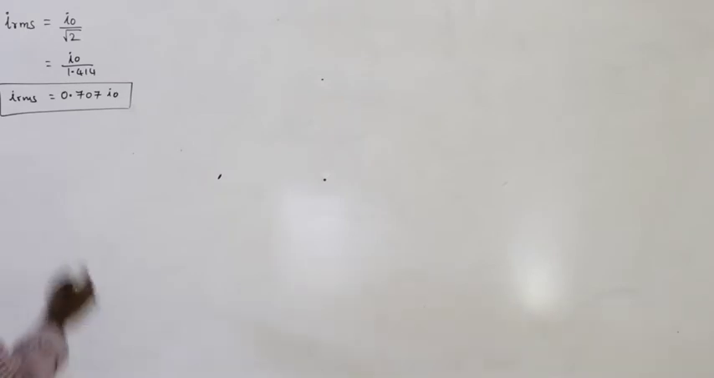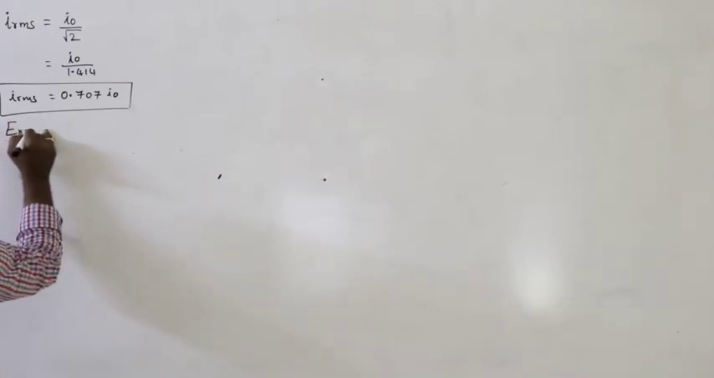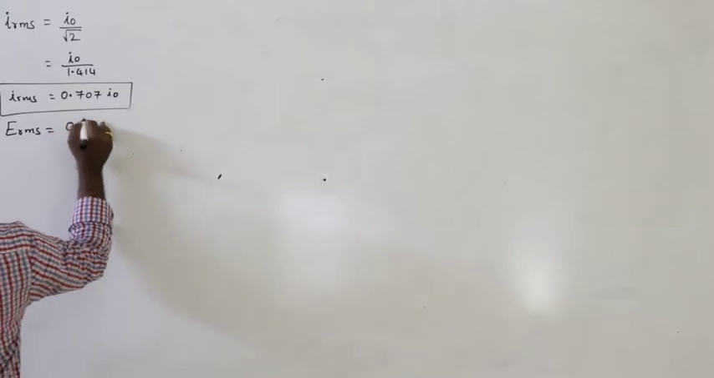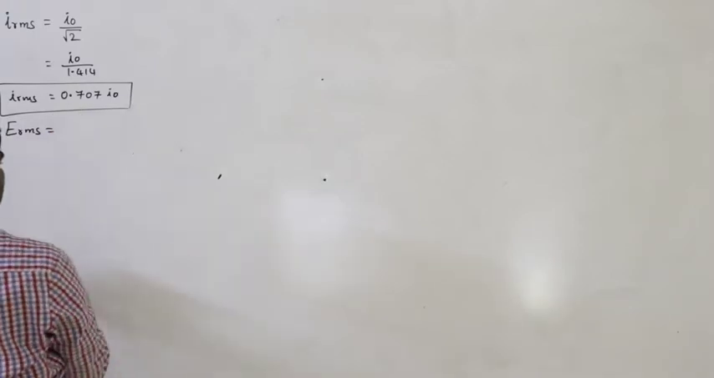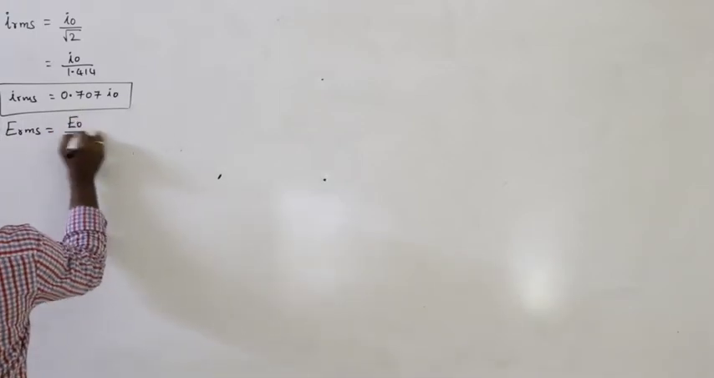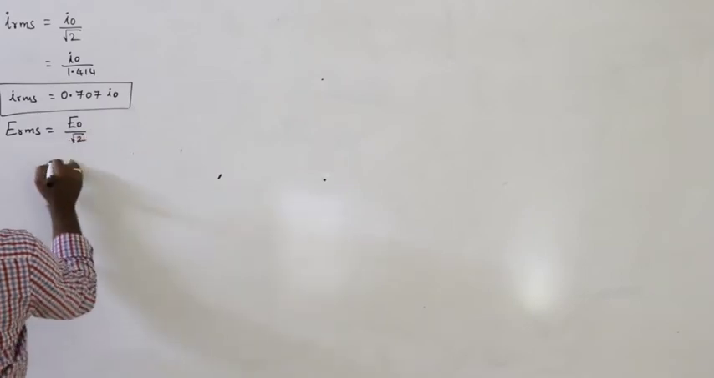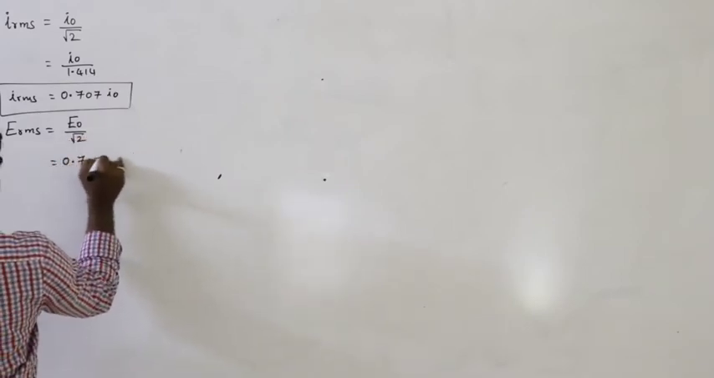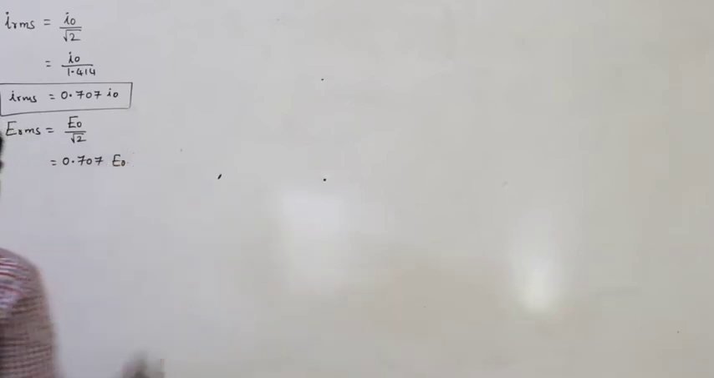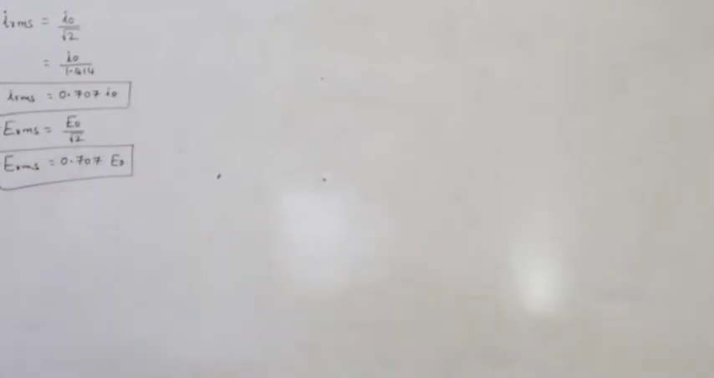In the same way, the RMS value of potential can be written as E naught by root 2. So that is equal to 0.707 E naught. E RMS is equal to 0.707 E naught. So that is the situation.